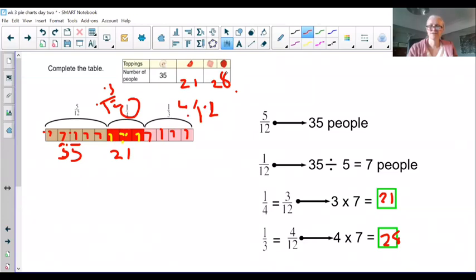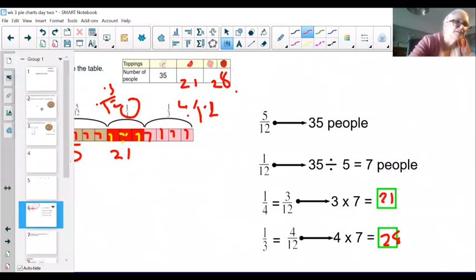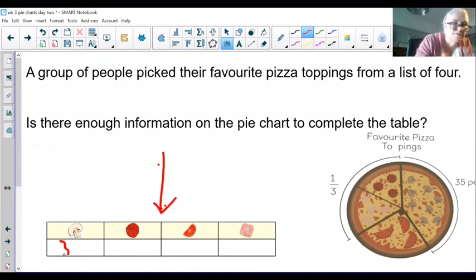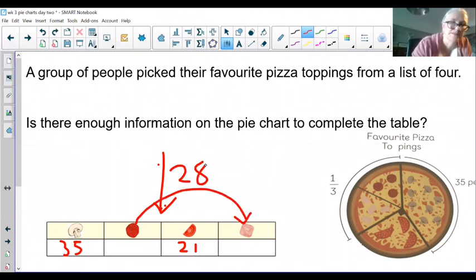So, does that answer our question? Well, let's go right back to the beginning and see what our question was. Our question was, is there enough information on the pie chart to complete this table here? Well, I've done this one. There was definitely enough to do that. And I've done the tomato. And I know that this one and this one together are 28. But I can't actually fill in this and this, can I? Because I don't know what proportion of each one they are. And if you look at the picture, it's actually quite hard to work out. It's not like it's half each.